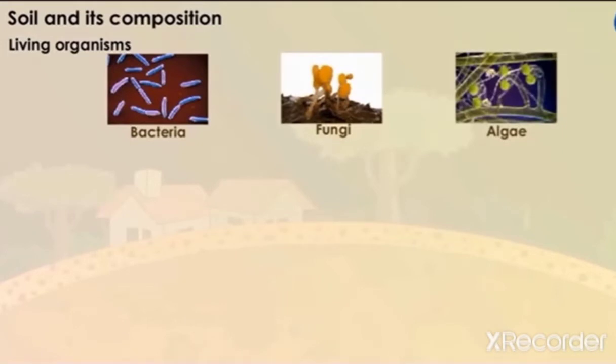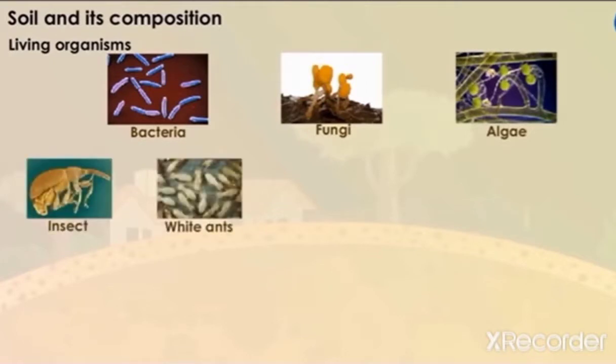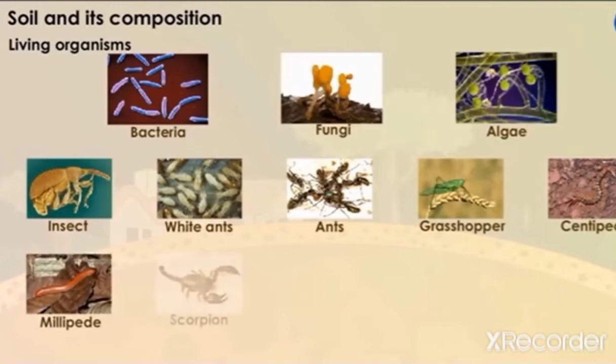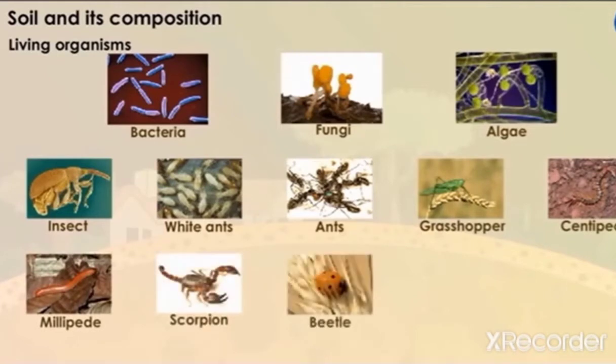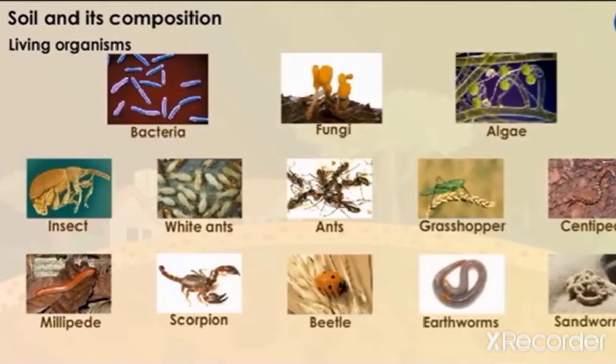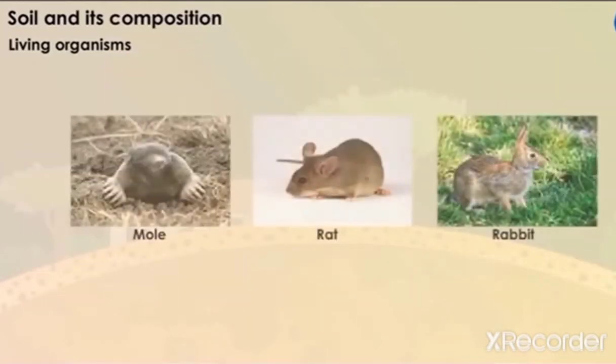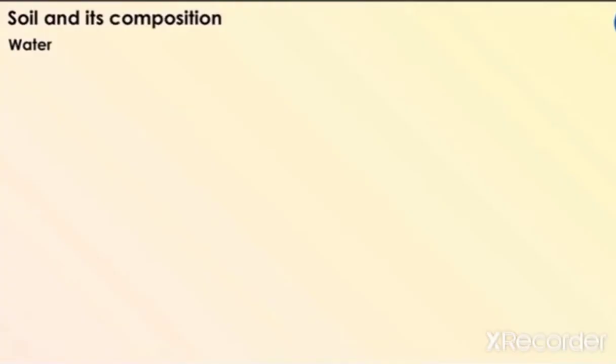The animals living in the soil are insects, ants, grasshoppers, centipedes, millipedes, scorpions, beetles, earthworms, and sandworms. Big animals like moles, rats, and rabbits also build their houses in the soil.